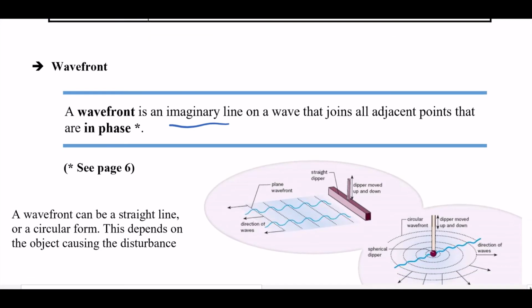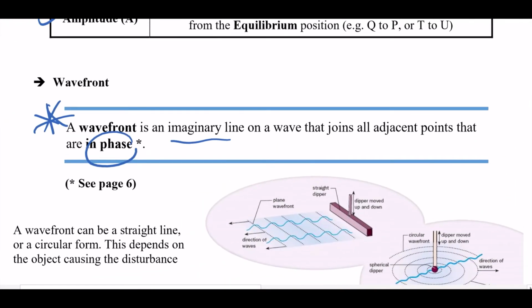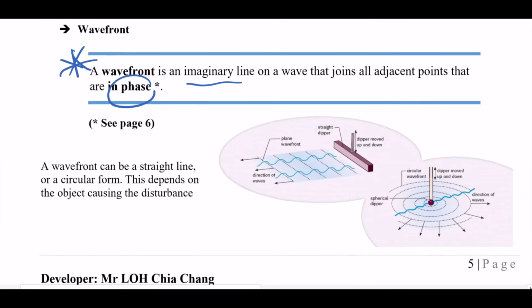So there are a lot of terms here, but this one, first of all, please commit to memory. What do I mean by in phase? You will see that later. But for now, this is the definition. It's an imaginary line. The wavefront can theoretically be anywhere along the wave that joins all the points that are in phase with each other.